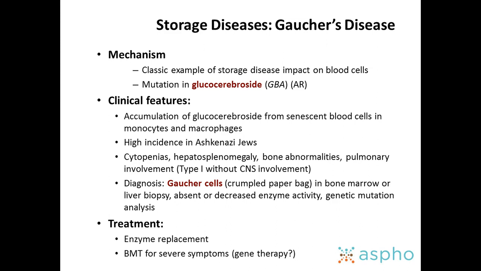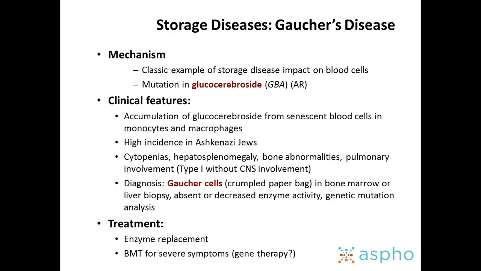Type 1 does not have CNS involvement, so that sort of can be a trick question. You don't have to have CNS involvement to have Gaucher's disease. Type 2 is very severe CNS involvement, very severe hematologic involvement, and type 3 is kind of intermediate. All right, but remember crumpled bag cells. And so what's the solution?